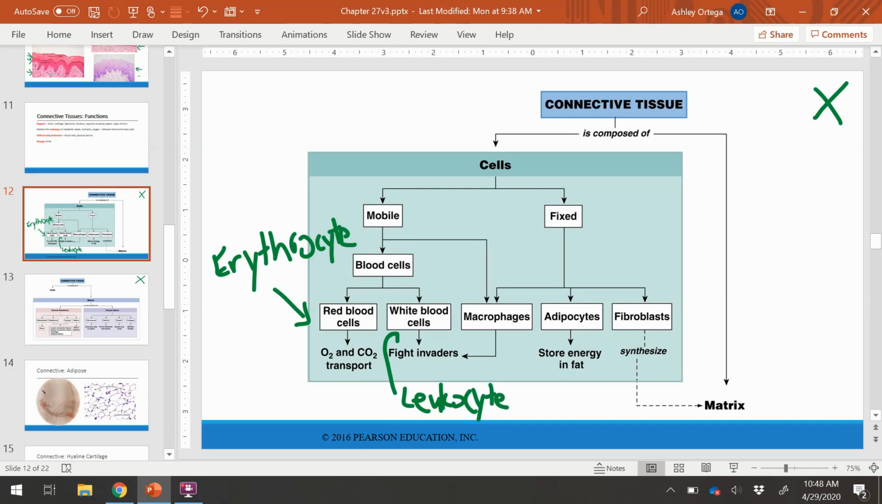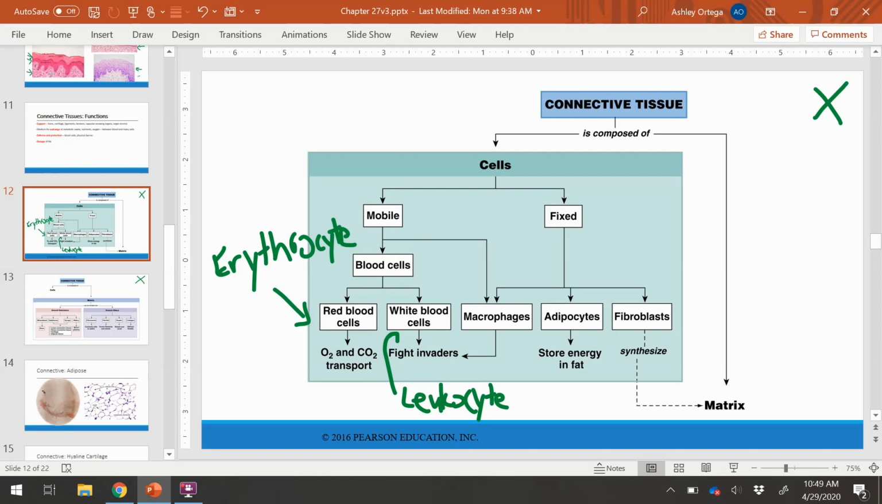And so the red blood cells are the ones you're familiar with that transport oxygen and carbon dioxide. The white blood cells are going to be fighting invaders, foreign particles, bacteria, objects. Those are going to be functioning in the immune system. So they look different. You might have seen them before, but they're not the typical red blood cell shape that you're probably familiar with.